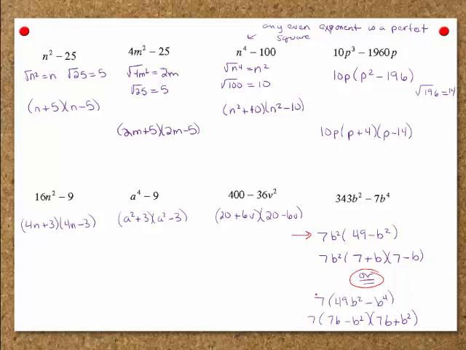However, if you only factored out a 7, you still have 2 perfect squares. So you could factor it to 7 times (7b − b²) and (7b + b²). However, this is not standard form. It's not the best method.